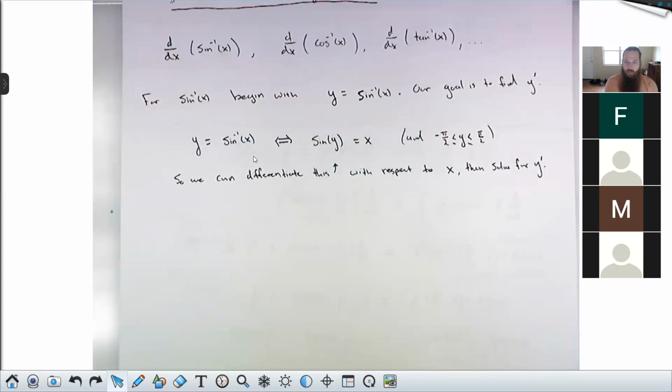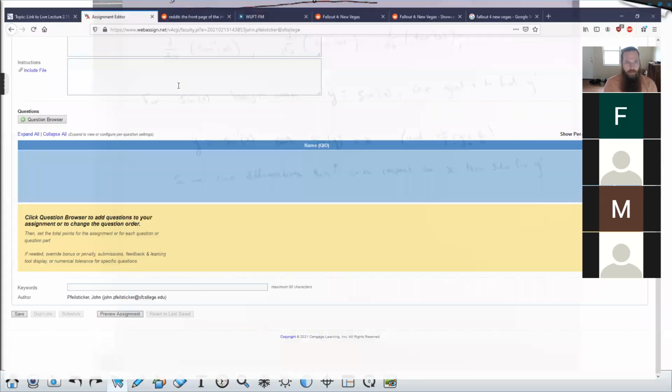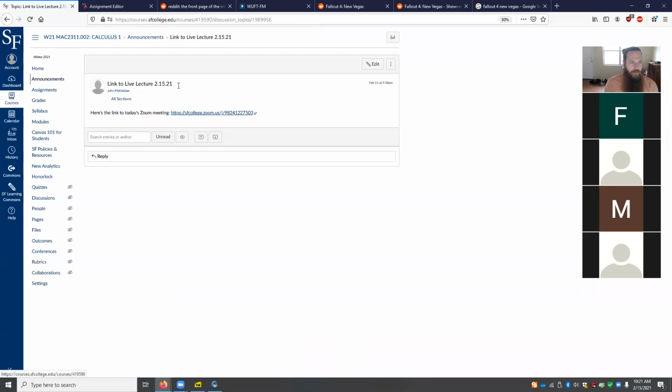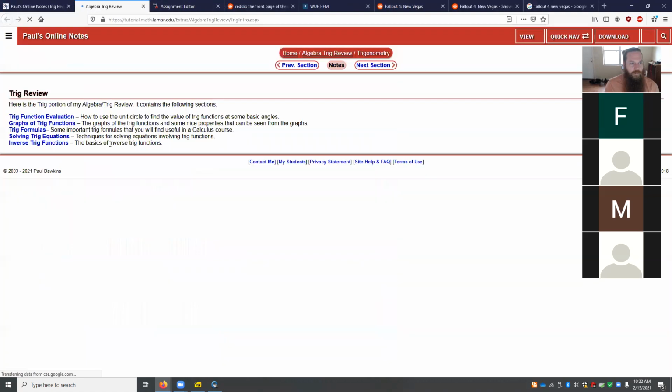The definitions of all 6 inverse trig functions and some very basic problems to get you re-familiar with them, if it's been a while since you did trigonometry, can all be found in our modules. If you go to the review material, there's lots of stuff on inverse trig functions and trig functions from Paul's online notes, right here under trig review. So if you need a review of inverse trig functions, come in here specifically to this bit.